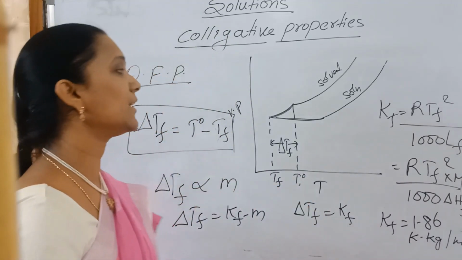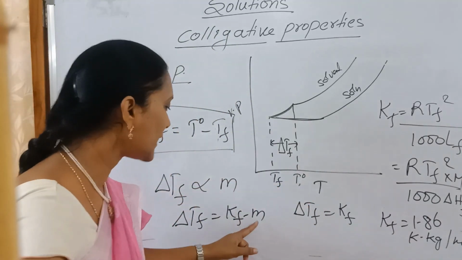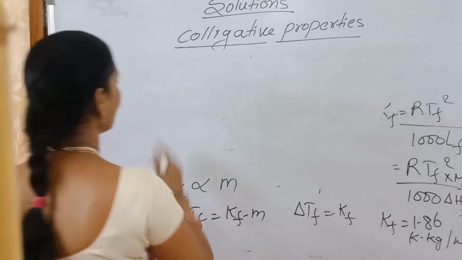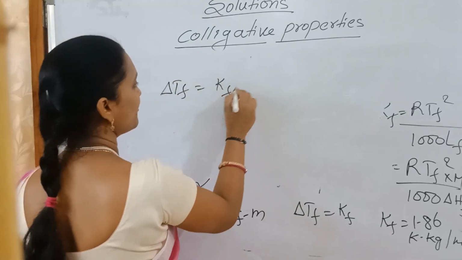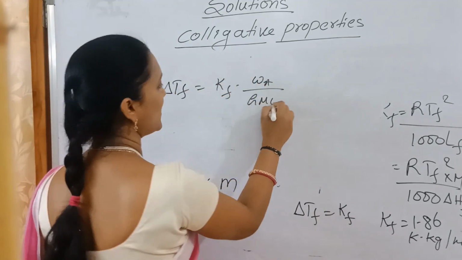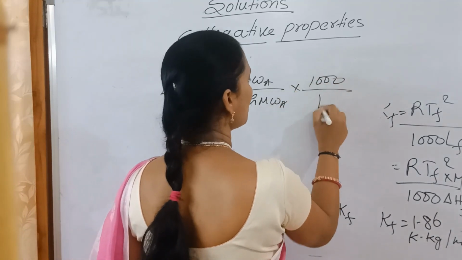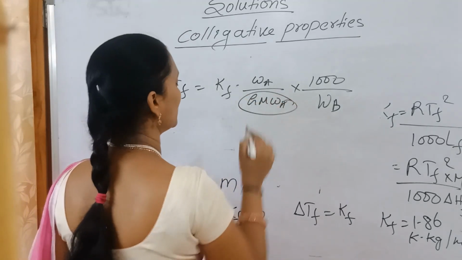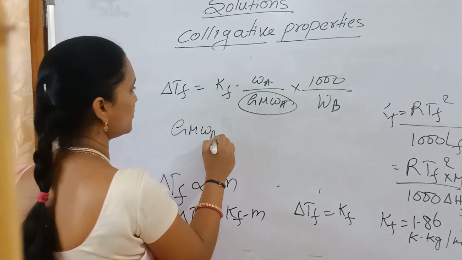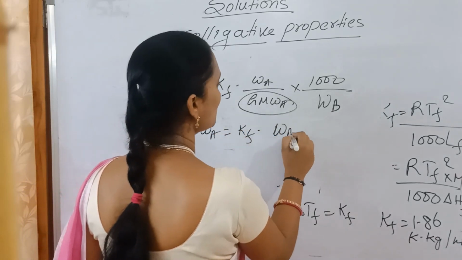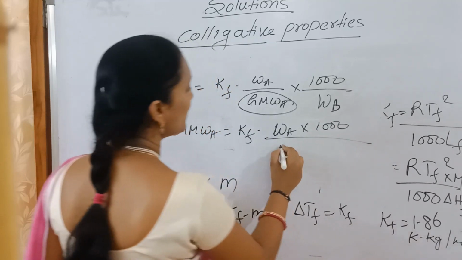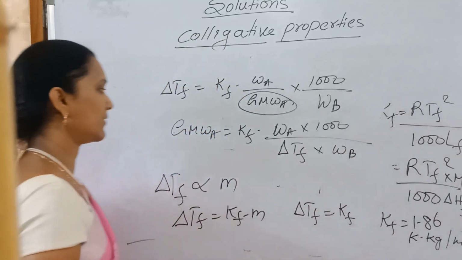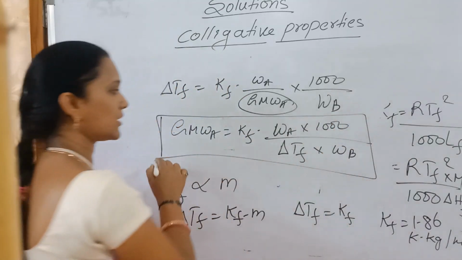This is also used to calculate the molecular mass of an unknown solute. How to calculate it? Instead of molality, substitute: delta Tf is equal to Kf into mass of solute by gram molecular mass of solute into 1000 by mass of solvent. Here A is the solute and B is the solvent, and this is the one we should find. So shifting, gram molecular mass of solute is equal to Kf into mass of solute into 1000 by delta Tf into mass of solvent. Using this formula we can find the gram molecular mass of the solute.